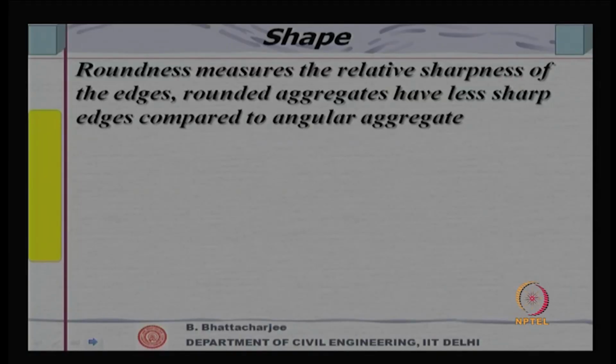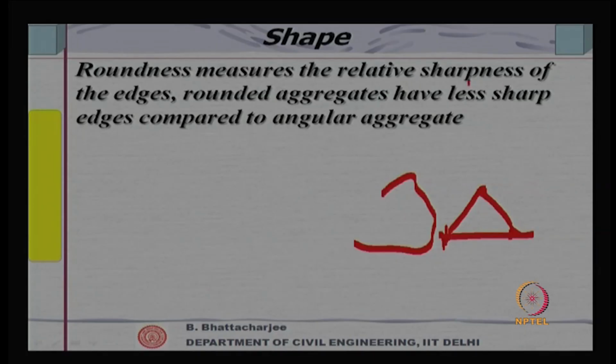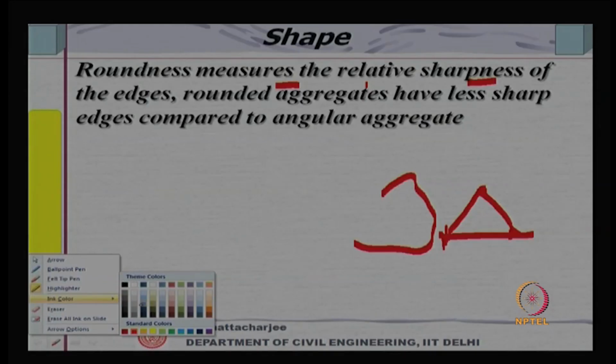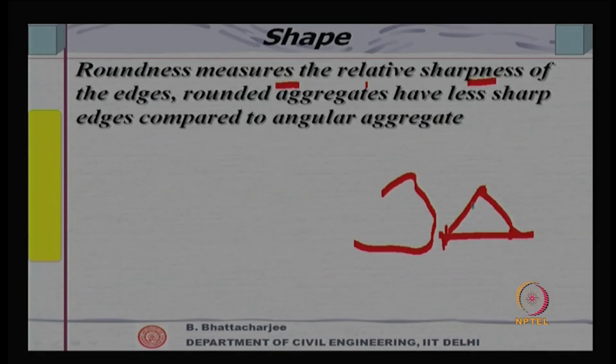Shape is very important. Roundness measures the relative sharpness of the edges. So, if I have something like this, it has got fixed, sharp edges. So, roundness measures the relative sharpness of edges. A rounded aggregate has got less sharp edges. For example, if this is rounded off, the sharp edge would vanish. So, this will be a rounded aggregate.